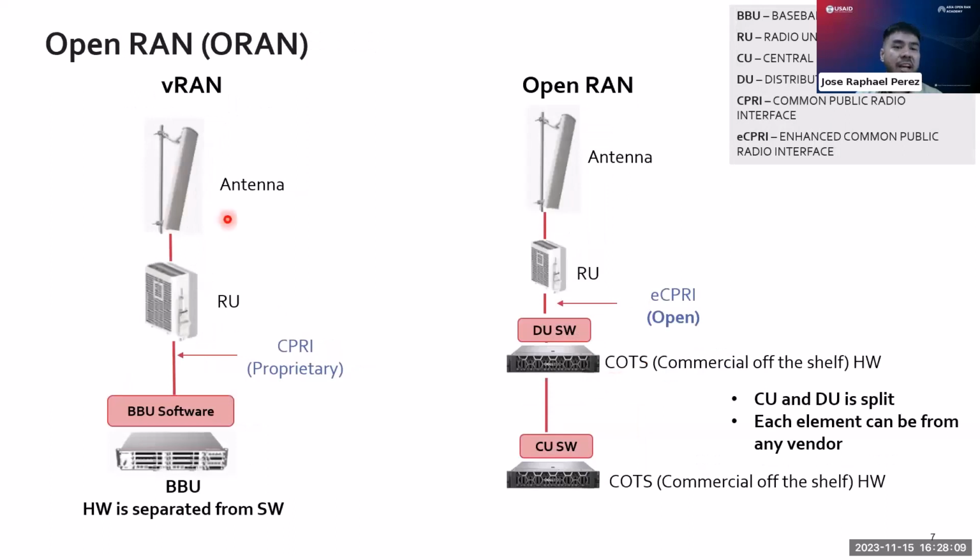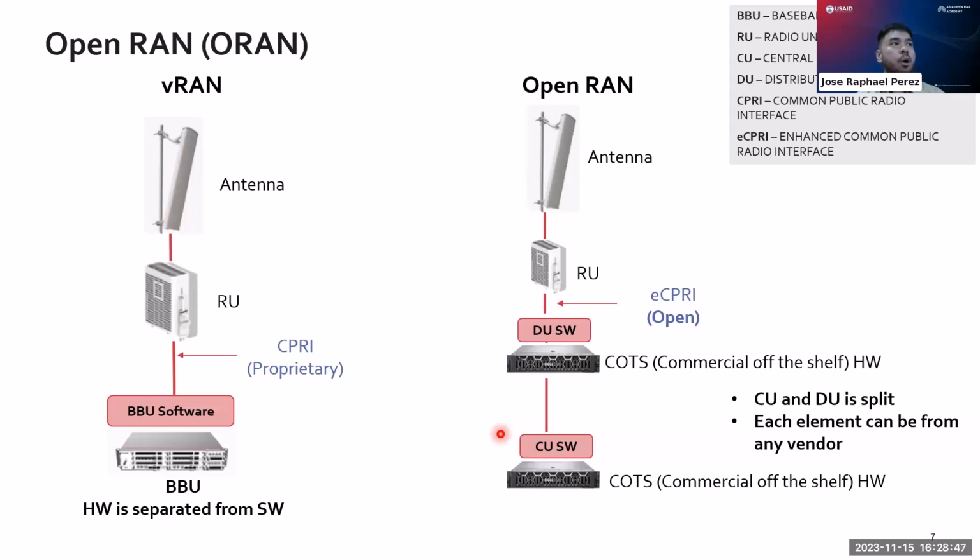So from VRAN, in order to make it more open, we need some things to be done. For example, the baseband software will now be running on general purpose hardware, or COTS, as they call it. So for this one, any vendor baseband software can now run on an IT based server compared to a telco grade equipment.